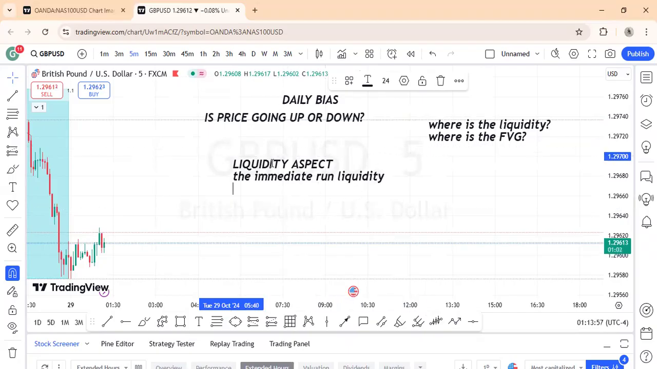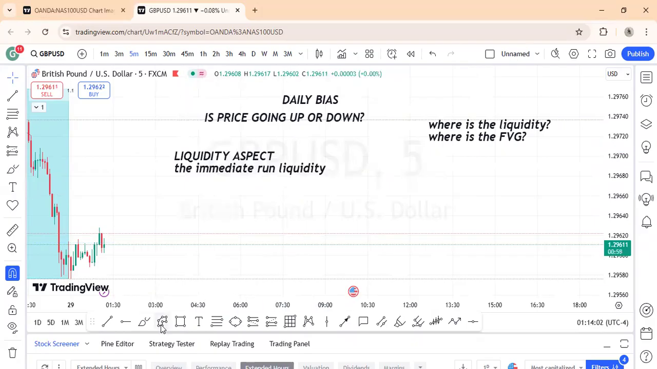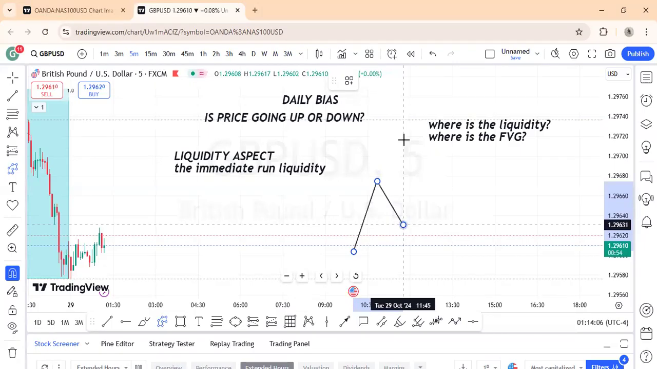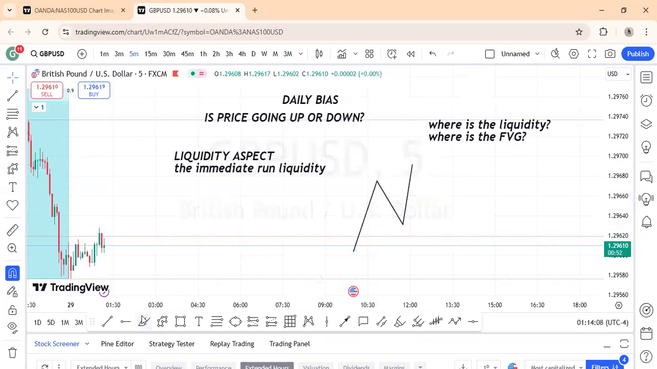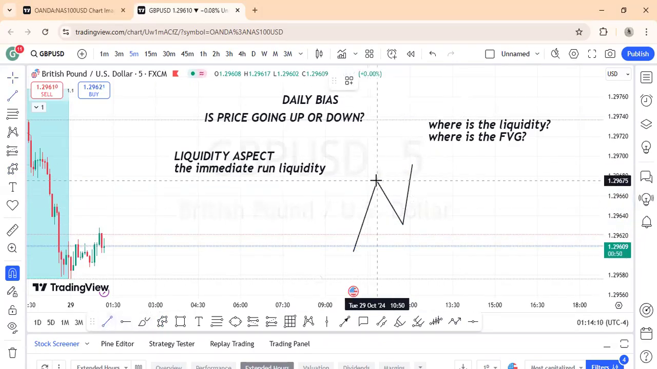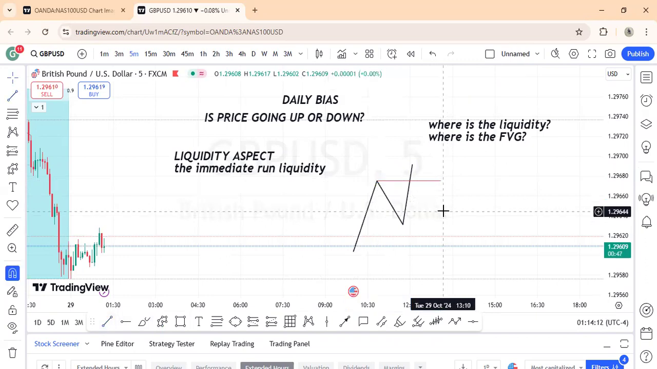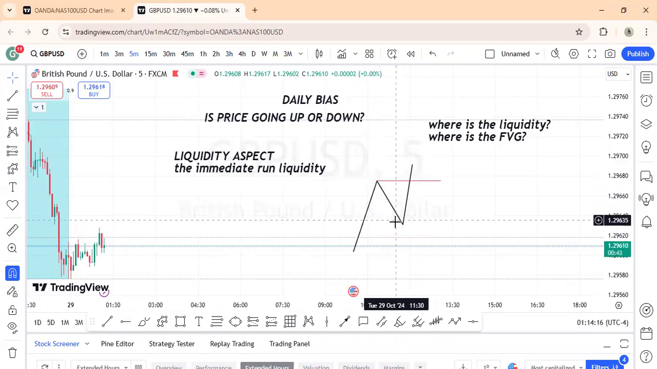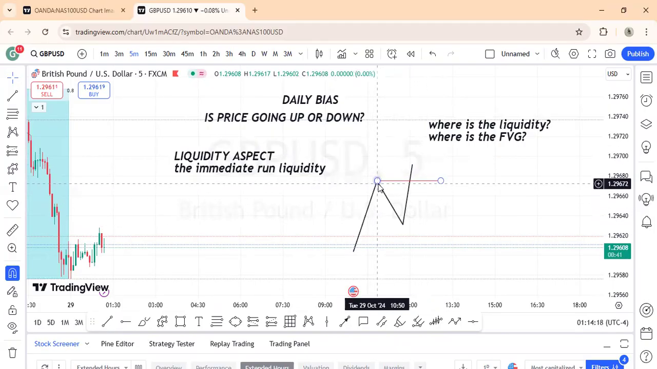Now, let me explain this. Let's say you're trying to buy a market and then price pushes above this high, right? If you look at this market very carefully, that means this high is the immediate run liquidity. That means this was the most recent liquidity that was run, right?